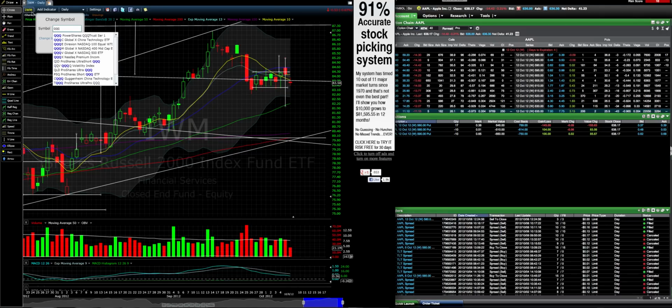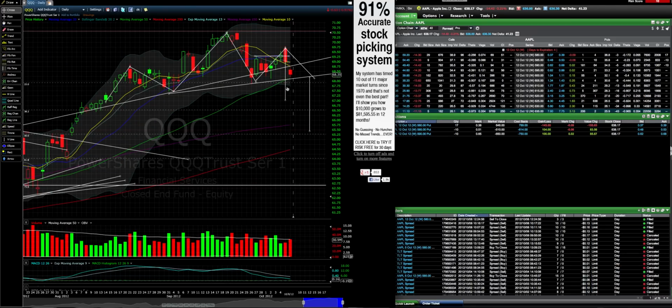On the Qs, you're going to see a little more weakness based off Apple and Google, and we are already at the 50-day moving average. Any break of that will also trigger a head and shoulder pattern. So that's not looking really good for Apple right now. We're just going to have to watch it very carefully. Hopefully it doesn't break, but if it does, you've got to know what levels are next.